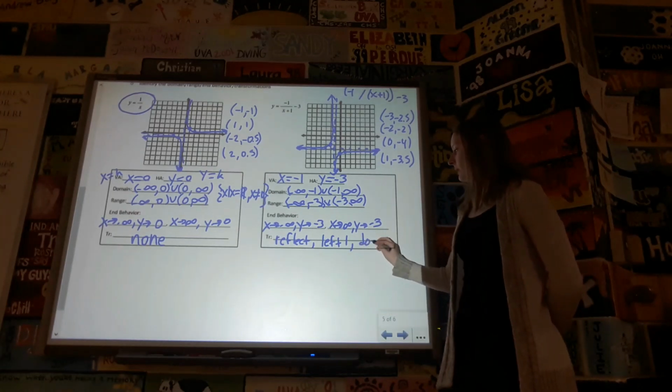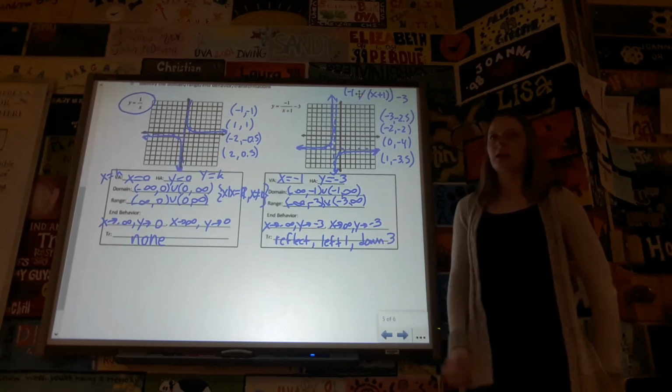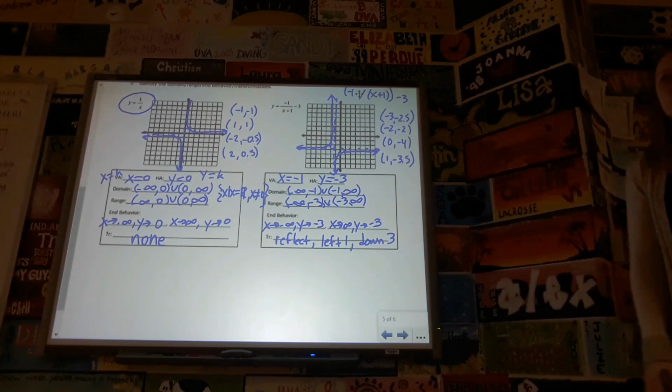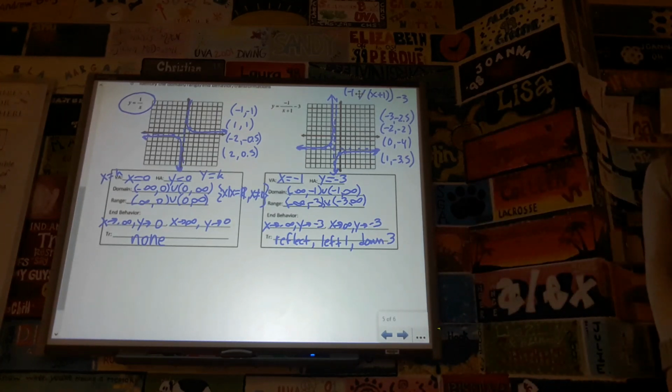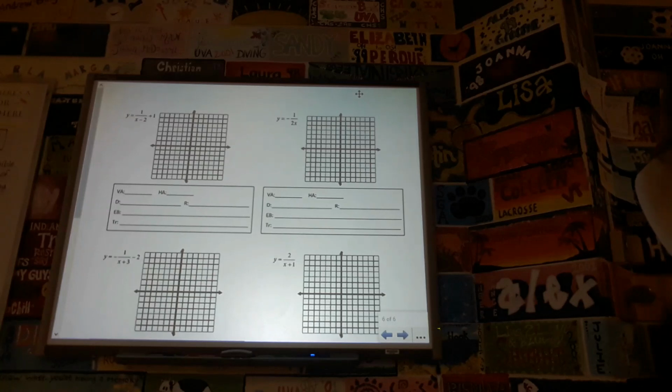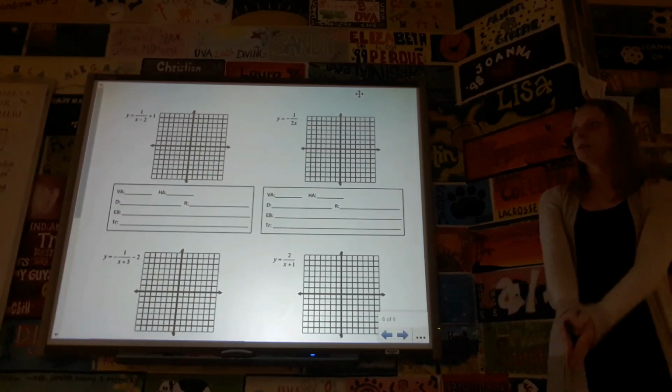Down. So you guys need to be able to get those transformations regardless of what the function looks like. They work the same way. Just have to be more careful. Alright, we'll try to get these next two done before class ends.